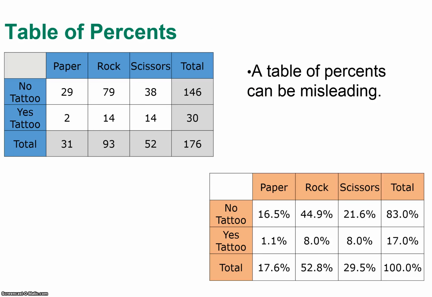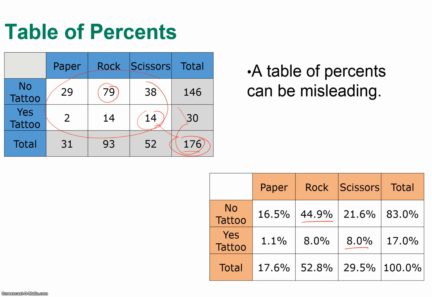One thing that we can do is turn all of the values in our table into percentages. And this is what's referred to as a table of percents. You can see that every value was changed into a percent by dividing by the denominator of 176. So you can see 14 divided by 176 gives me my 8%. 79 divided by 176 gives me my 44.9, and so on.